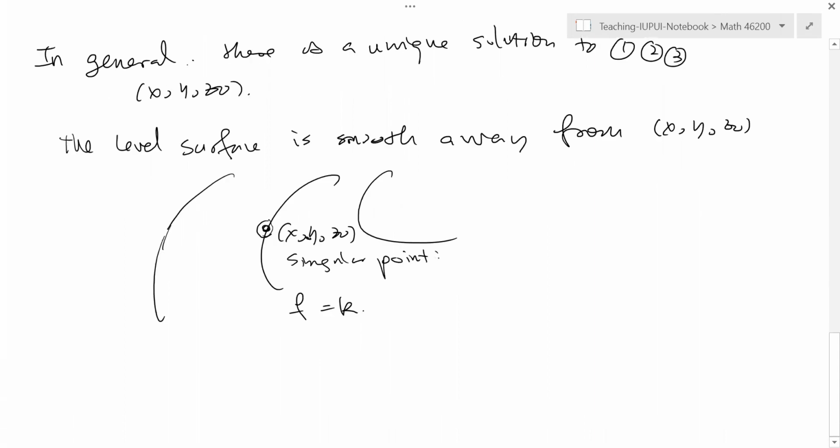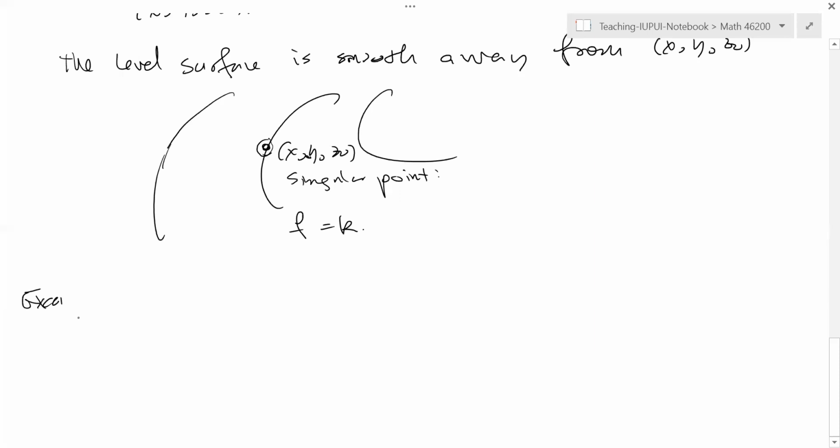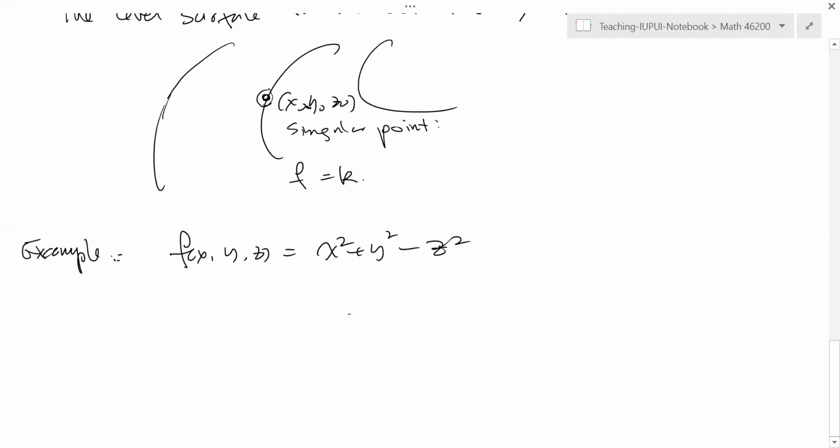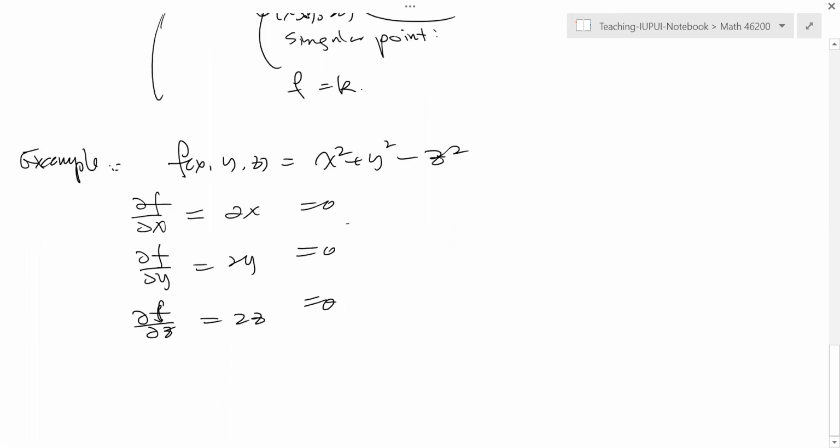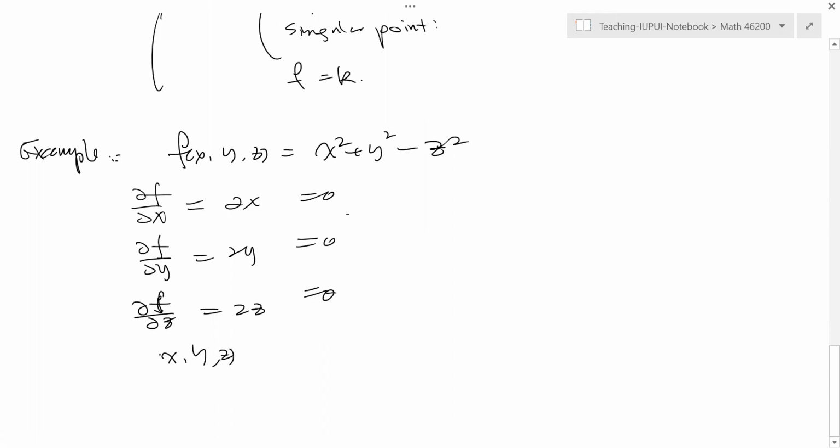I'll give you an example. F of x, y, z is going to be x squared plus y squared minus z squared. Then you look at the partial derivatives. The partial derivative with respect to x is 2x, with respect to y is 2y, and with respect to z is 2z. When you set these to be 0, there's only one solution, which is the origin.